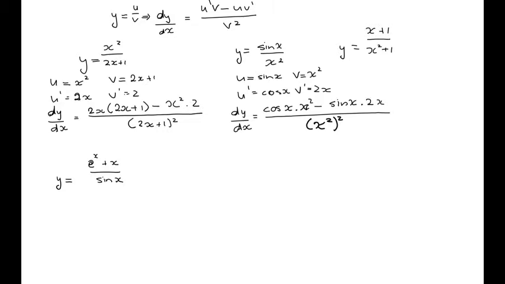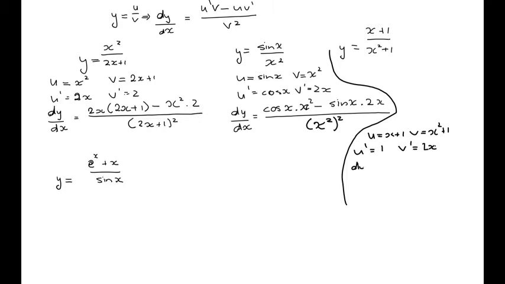Okay, I'm going to have to make a little bit of room down here. So for the third one, u equals x plus 1 and v equals x squared plus 1. So u dash equals 1 and v dash equals 2x.